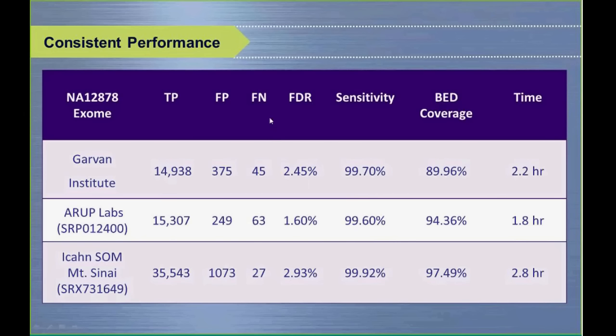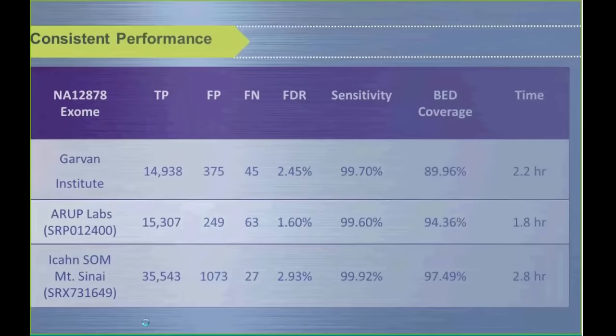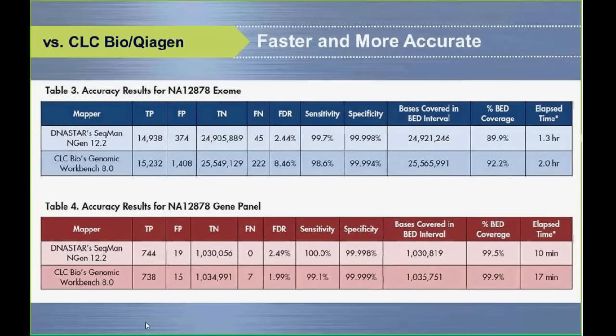Some of the accuracy, if you dig into the numbers, things like false negatives were very low. And we have some comparisons of our software to commercial competitors, also some of the open source competitors. And those are in detail on our support page. I'll just show you one quick one, which is a comparison to CLC Bio, QIAGEN.